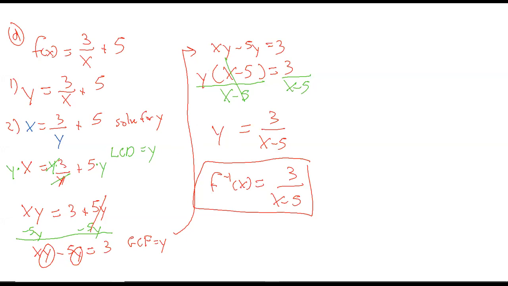All right. So let's do another one of these, and we're going to change it up a little bit. E. F of x equals x squared plus 11. And then I'm going to say for x is bigger than or equal to 0. This is known as a restriction.